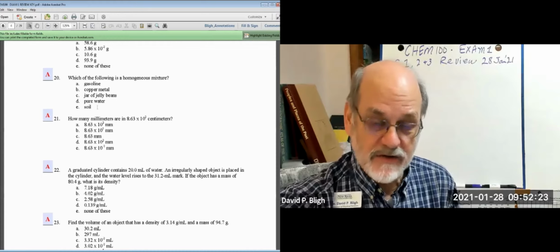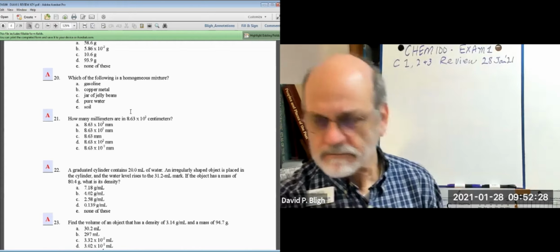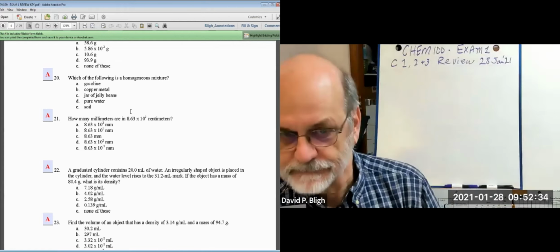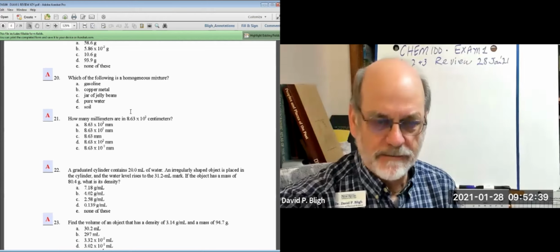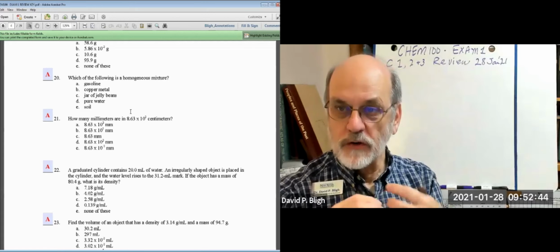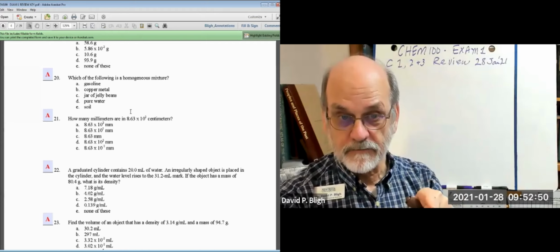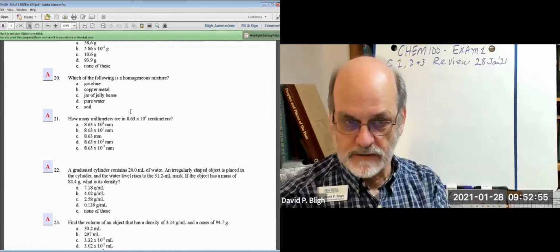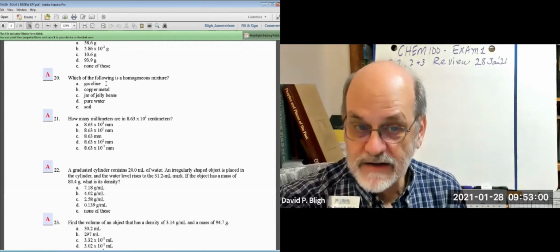Now, which one's homogeneous? Now we apply the modifier. What is a homogeneous mixture? There's another name for it. A homogeneous mixture is a solution. And a solution is characterized by uniform composition. Anywhere you look in that mixture, if it's a solution, if it's homogeneous, anywhere you look will have the same ratio of components. Everywhere, exactly the same. Gasoline qualifies.